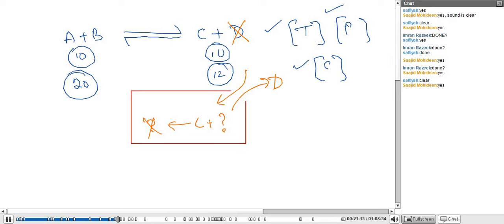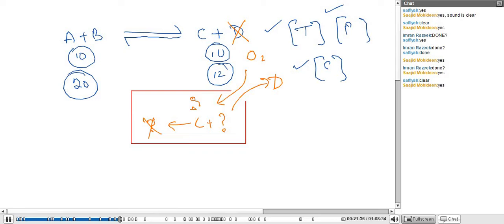Or sometimes oxygen might enter and it might react with the C, right? So to form some other product, so it will not react with the D then. So it's very important that it has to be a closed system, and that's a condition for the equilibrium.